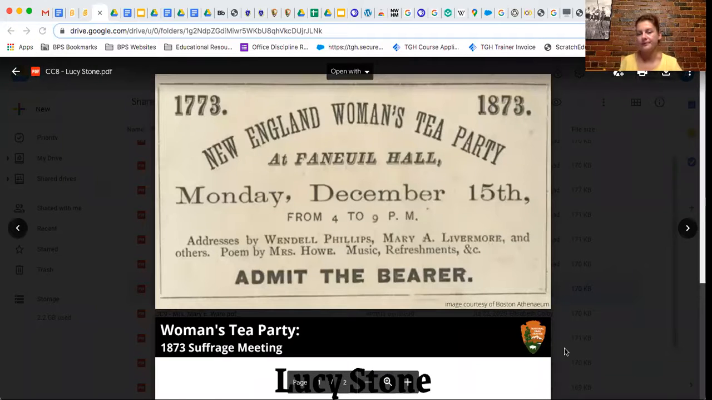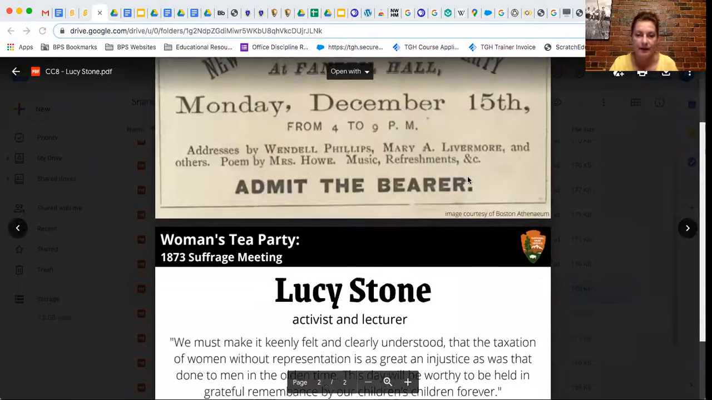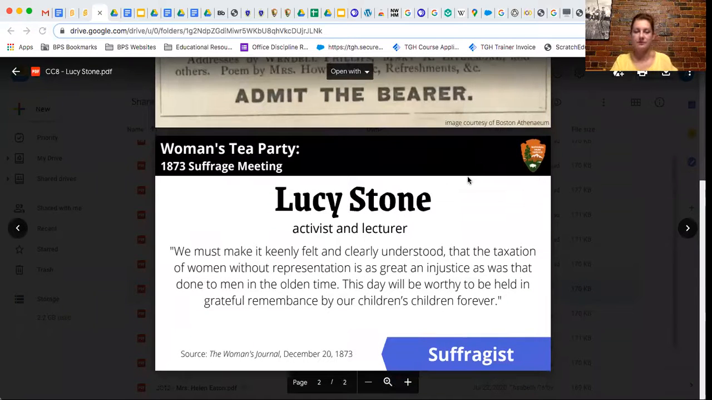So during our virtual visit to Faneuil Hall, this was one of the items that we examined. It's a ticket to the New England Women's Tea Party at Faneuil Hall. In 1873, this was printed in a newspaper, The Liberator. And then each of the participants in the meeting chose one of these character cards, and we had to read these actual quotes by these actual people. So we had a live debate, and it was very engaging and very fun.